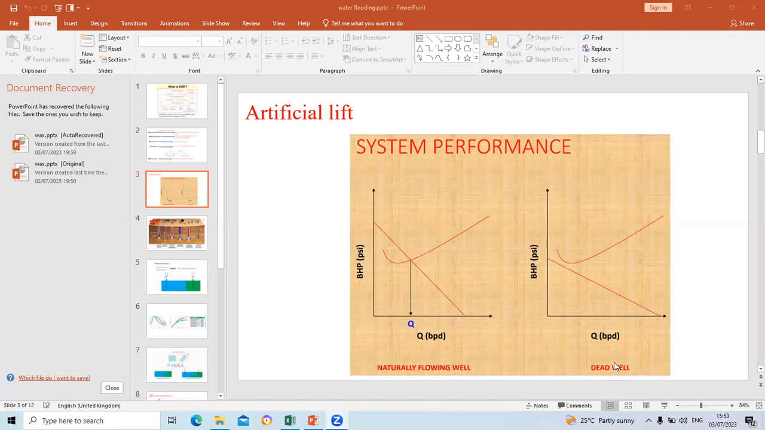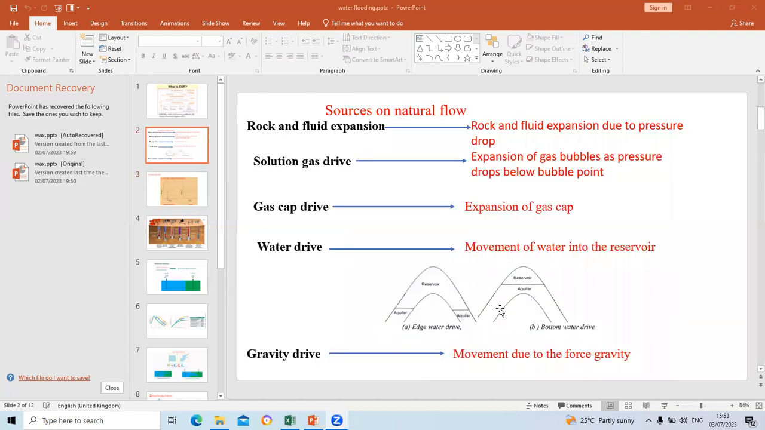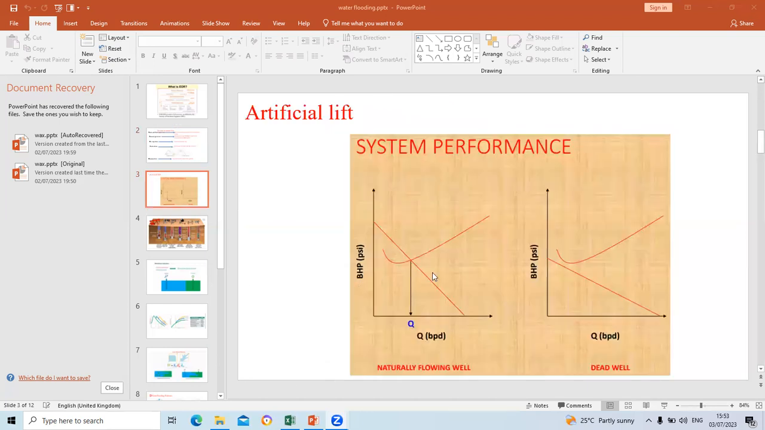Is it the reservoir or the wellbore? If it is the reservoir that is causing the well to be dead, it means that all of this energy must have died down. So we now need to shift this particular IPR upward so that it will intersect with the vertical lift performance. In that particular case, the well can flow naturally.